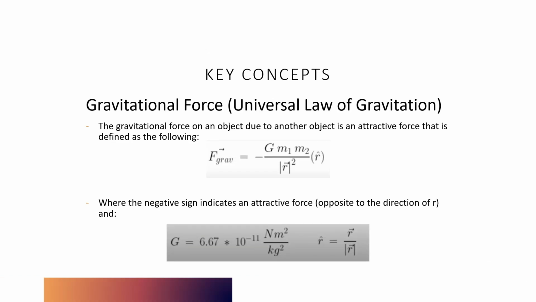Another concept we have to understand is the gravitational force, the universal law of gravitation. The formula is written down below, where the force on an object due to another object is an attractive force. And according to Newton's third law, because they're attracted to each other, the negative sign indicates the attractive force, which is shown below.